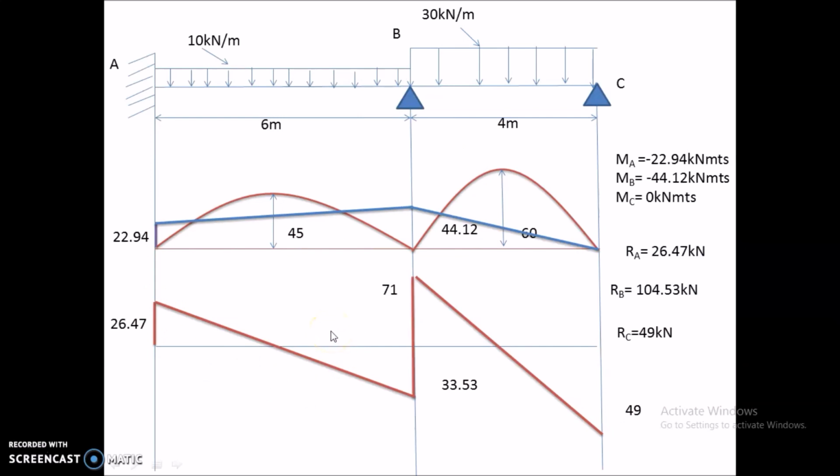So in the upcoming class, I will give you another example of a continuous beam analysis using the three moment equation of varying flexural rigidity.